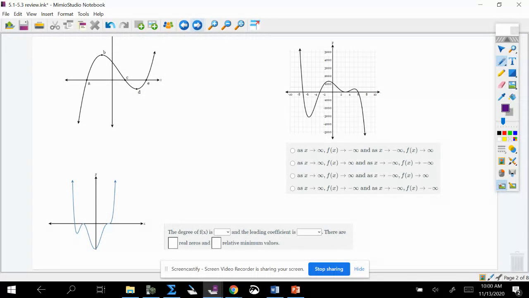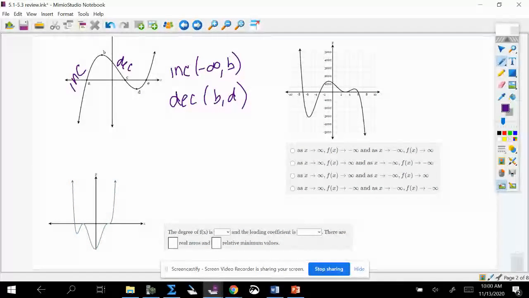So increasing means on its way up. So this graph is increasing from, make a little note here, from negative infinity until it gets to B, because thinking like riding a roller coaster, it's going up. Then from B to D, it switches to going downward, so it's decreasing. Again, you're going down the roller coaster. So from B to D. And then from D on, we're back to increasing. So we're increasing again from D to infinity.